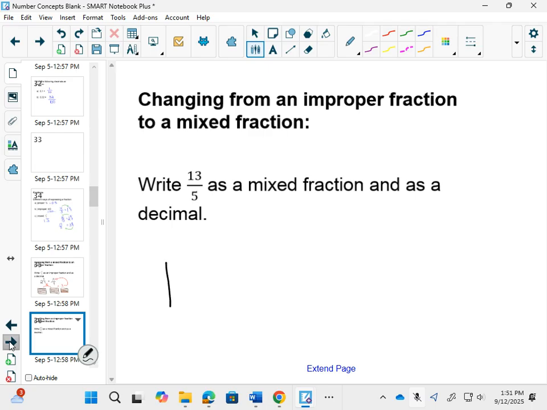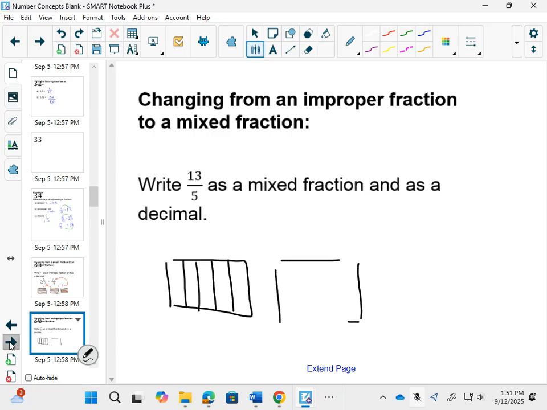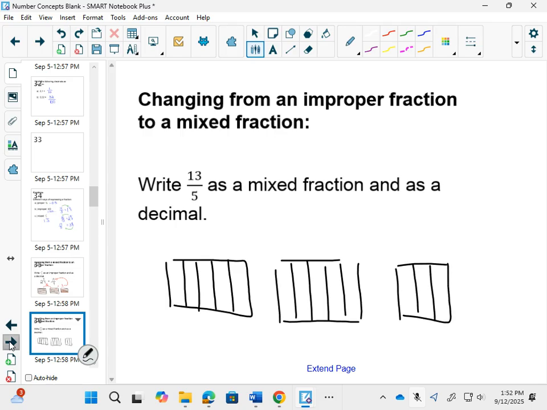So what I'm going to do is I'm going to draw a chocolate bar with 5 pieces. 1, 2, 3, 4, 5. Another chocolate bar with 5 pieces. 1, 2, 3. That comes out to 10 pieces. Can you see that I would have 3 pieces left?